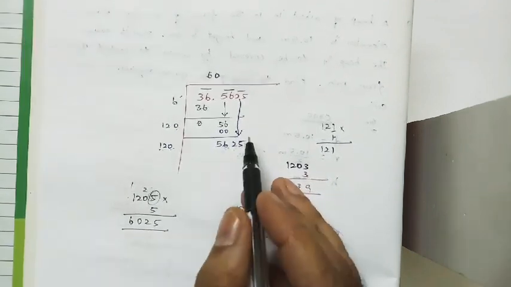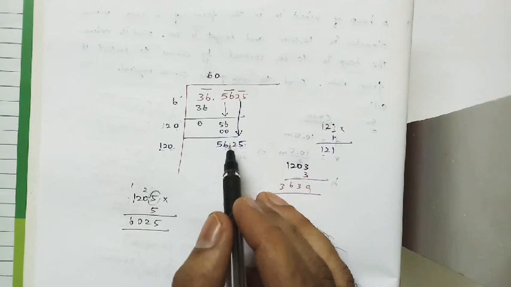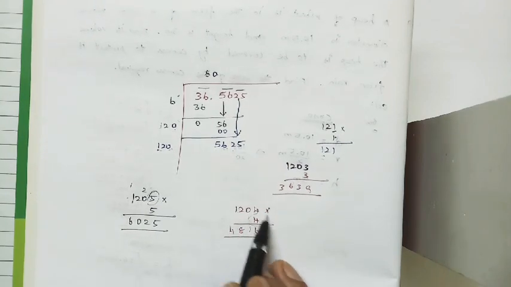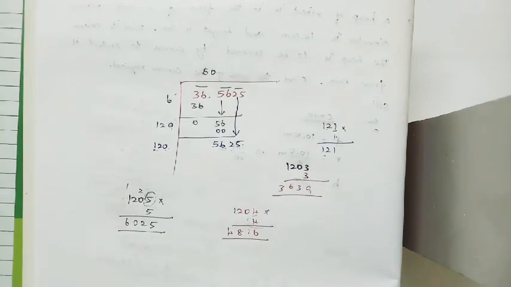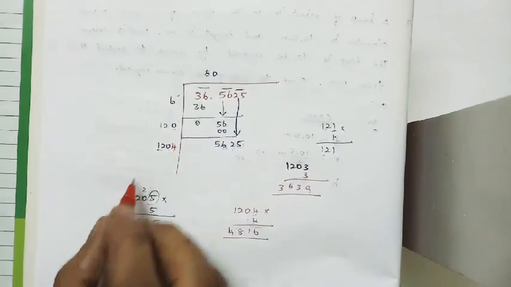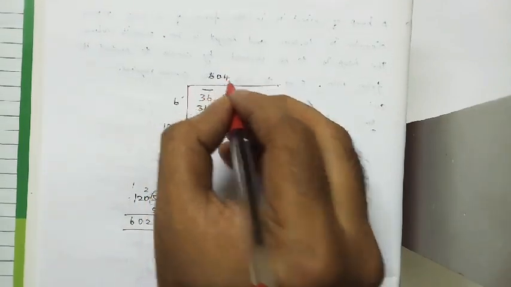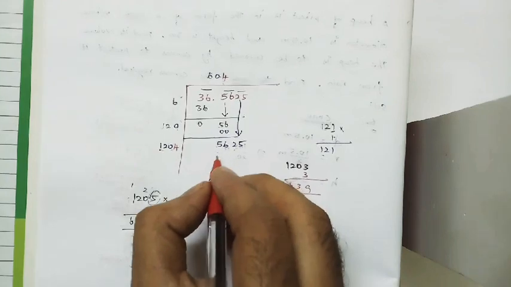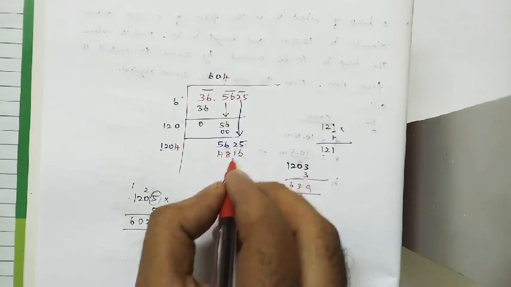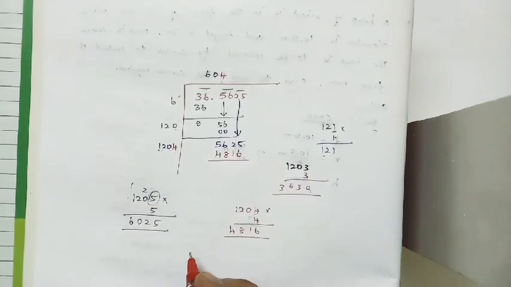It's going more than that, right? So we want to take only 4 alone. So it's nothing but 1204, and here also 4 only, right? So it will become 4816. And once again the same process only we want to continue, right?